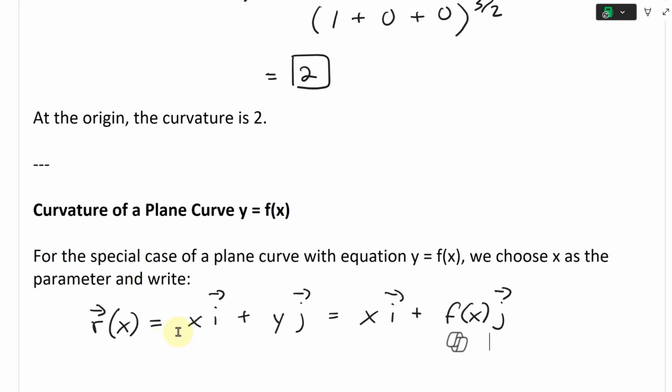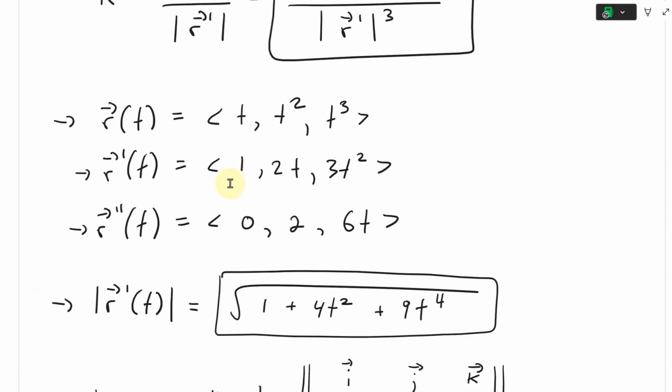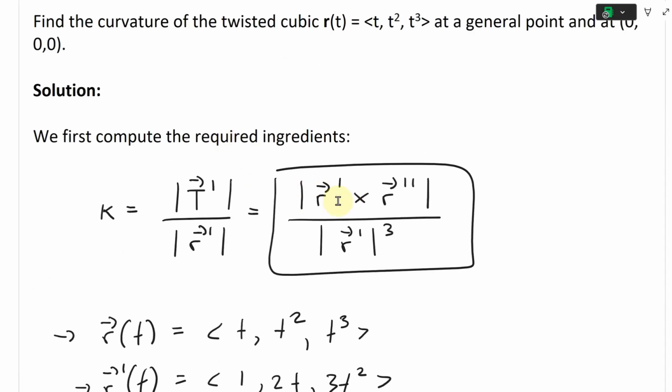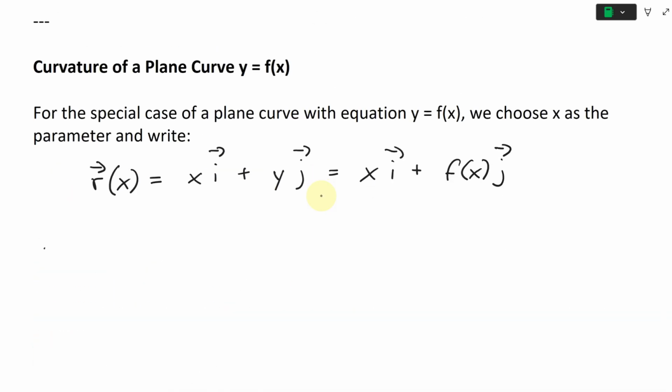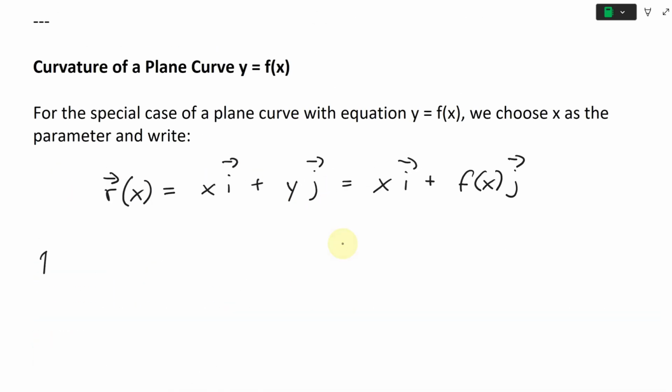Now the next setup is we need to take the derivative, because we want to find the derivative, then take the cross product and so on, divided by the magnitude of the first derivative cubed. So we need the magnitude of the cross product, and to get that, we need the derivatives. Then we get r prime of x. The derivative of x is just 1, so that's just i, plus the derivative of f of x, which is f prime of x, j.